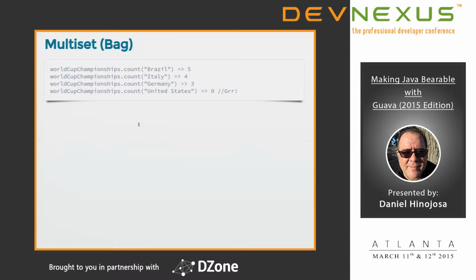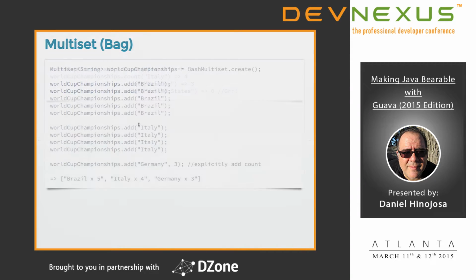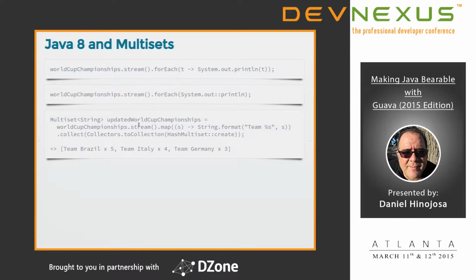Okay? I can call the count, but just like the previous collection I had with the multimap, if I call count on United States, I get 0, even though I didn't explicitly state that the United States was in there. Okay? So these collections actually come in very handy. And here's the thing. So how do these collections play a role in the world of Java 8?